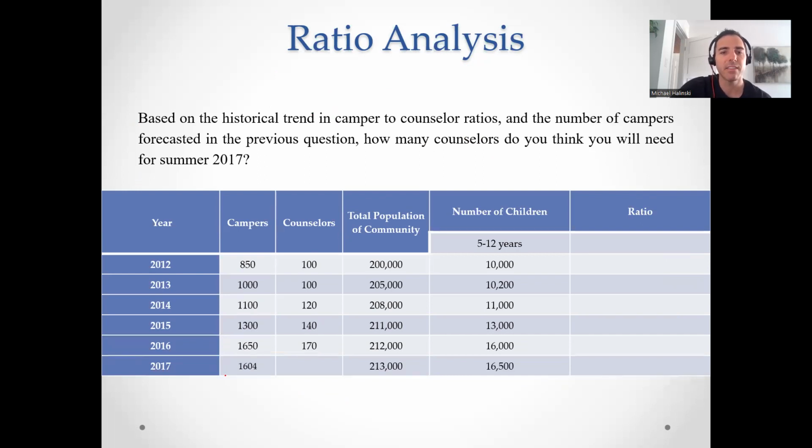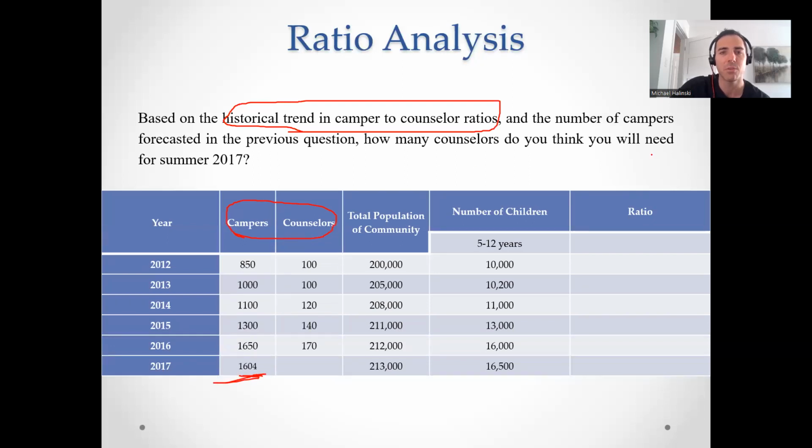Okay, the next piece. You've filled in that. We've erased the ratio piece because perhaps we're going to create a new ratio for the next question. Based on the historical trend in camper to counselor ratios, the question actually tells you which columns are connected. Camper to counselor ratio. So no secrets. You didn't have to read anything earlier in the case. They give it to you right here. So we know that these are going to be the two magical columns for calculating the ratio and the number of campers forecasted in the previous question. Good, so we got that number in the previous question.